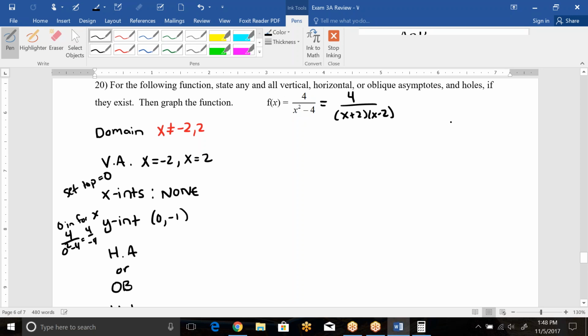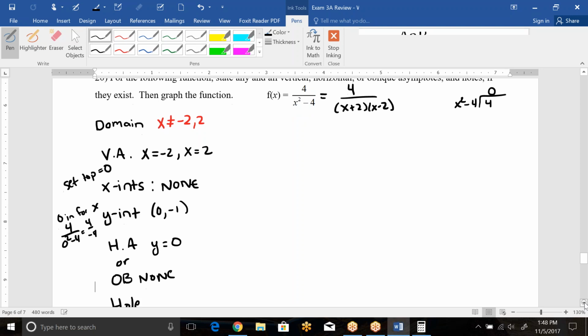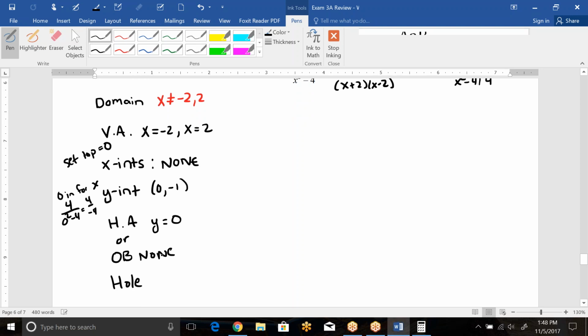Horizontal or oblique, remember that has to do with long division, but x squared cannot divide into 4. So that means it goes 0 times. If it goes just a number without an x, it's a horizontal asymptote, so y equals 0. That means there are none for the obliques. And then since nothing canceled out, no binomials on top and bottom canceled out after factoring, there are no holes.